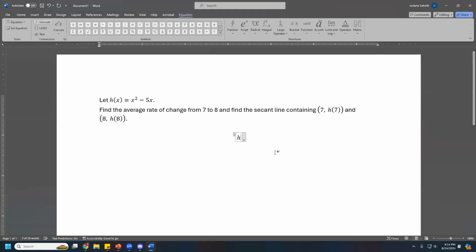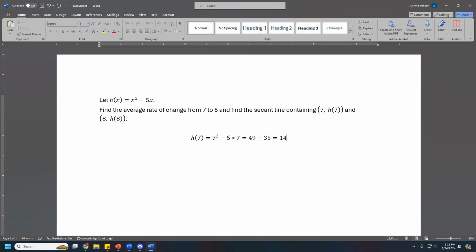Okay, so the first thing I want to do is actually figure out what these points are. So remember that h of 7, what that really means is everywhere I used to see an x over here, I now need to replace it by 7. So this would be 7 squared minus 5 times 7. That's going to be 49 minus 35. And that gives me 14. Okay, better yet, let me stack this vertically instead of horizontally so you can see the steps one by one.